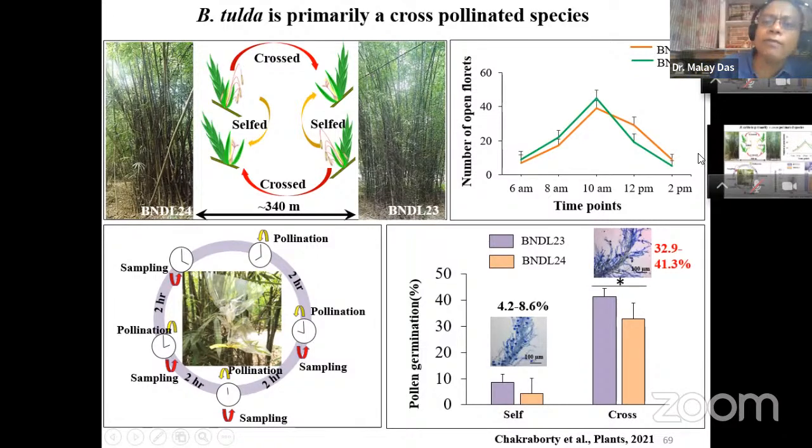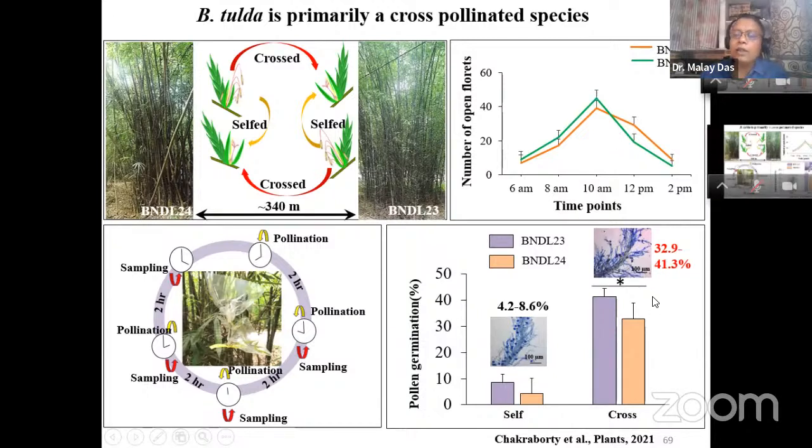We also asked some fundamental questions, like, is there any difference in the number of open florets with time? And indeed, we see that 10 a.m. is kind of the optimum time when the maximum number of florets are open. So we recommend that if anybody wants to do this kind of in the field, in vivo crossing experiment, probably 10 a.m. in the morning or until 12 may be the optimum time to do that.